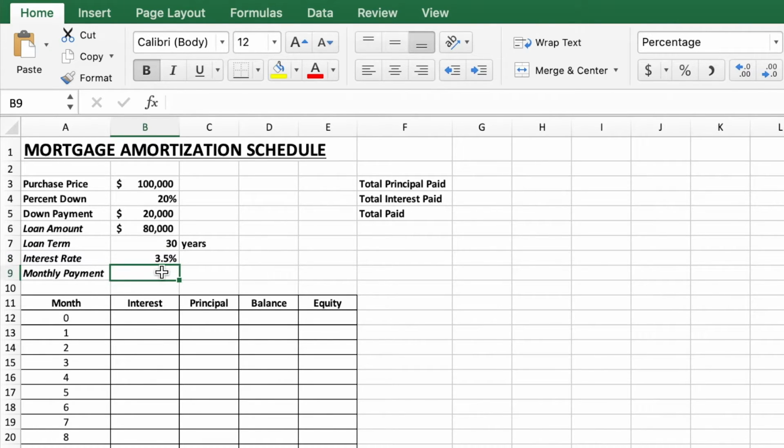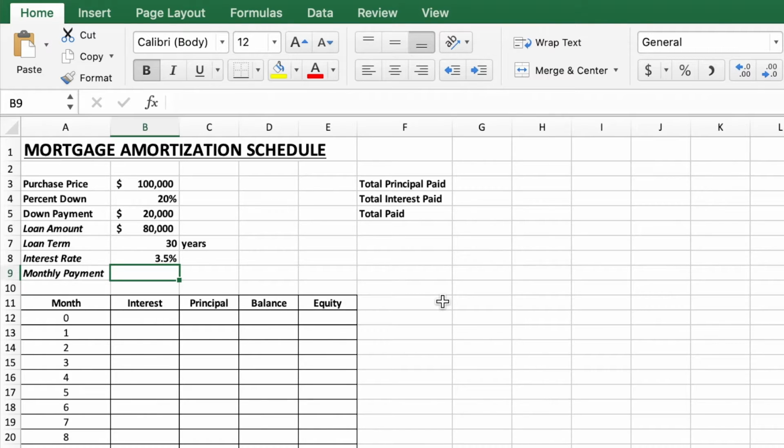So the most tricky part we have to do is actually calculating the monthly payment that's going to be due. So in order to figure out what your monthly payment is, you can go back and watch my previous video on that, which is linked in the description below. But in order to put it into your Excel document right, you just have to focus on making sure your parentheses are in the right spot.